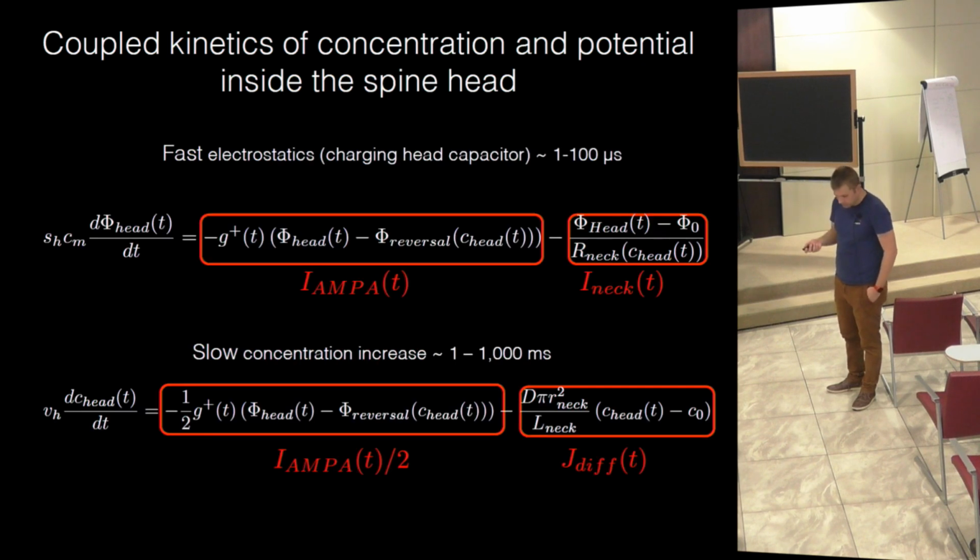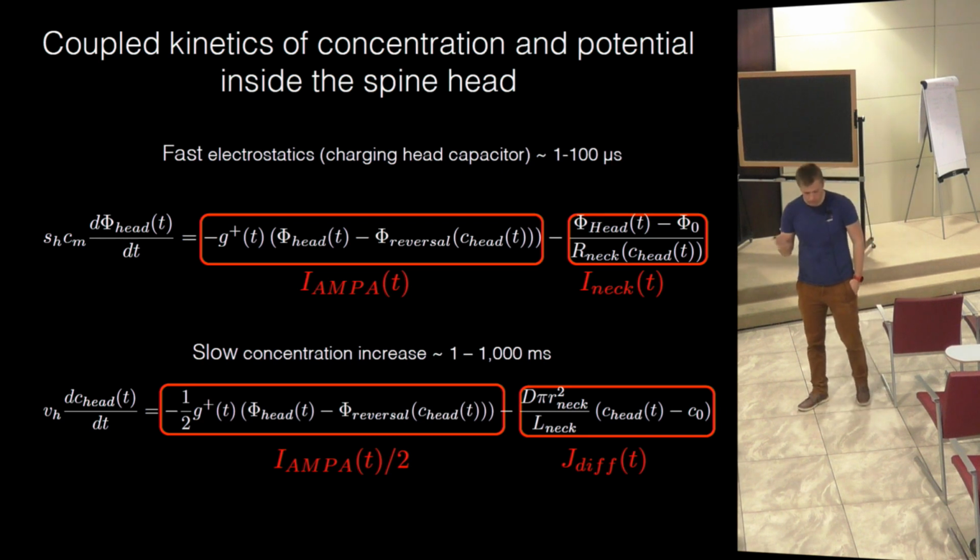So if you look at the mass action law of positive and negative charge in your head, so you have a head, a dendritic reservoir, you look at each time what is the number of positive ions that escape the head, what number of negative ions that enter the head, and mass action law. You obtain two equations, one fast equation and one slow equation.